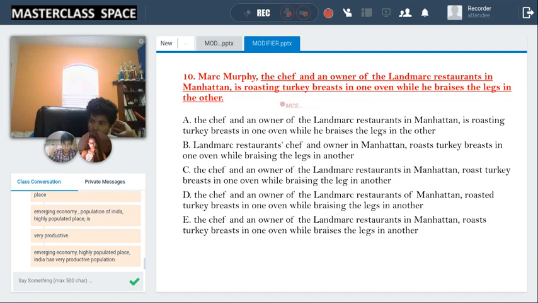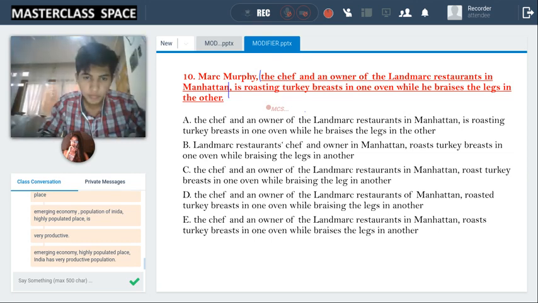Now, look here. Can you read the first part? "Mark Murphy, the chef and an owner of the landmark restaurant in Manhattan, is roasting turkey breast in one oven while he braises the legs in the other." Correct. So look at the point here. It says chef and an owner of the landmark restaurant in Manhattan. So this is your modifier. Why? Because it is a phrase, right? So what should be the correct noun for that? Mark Murphy, right? So look here, it is close to Mark Murphy. That is why it is correct.